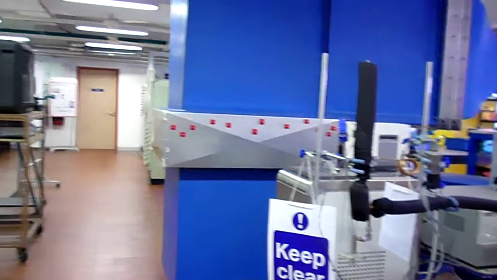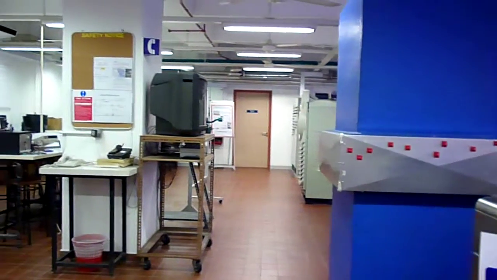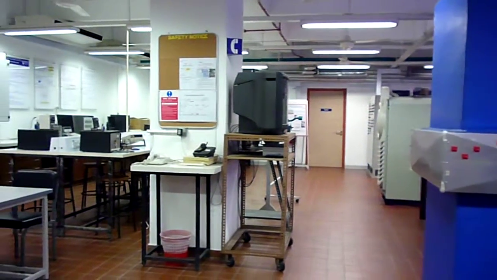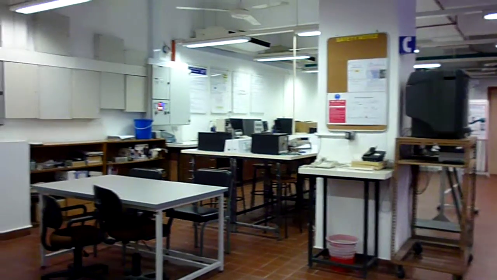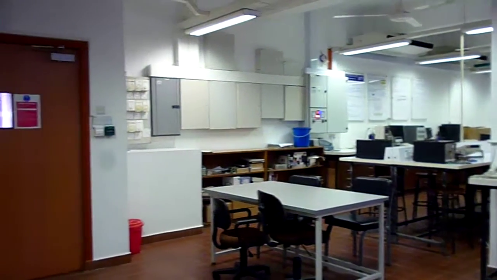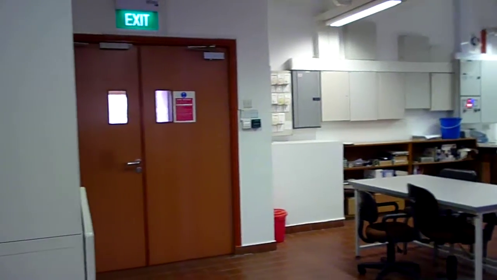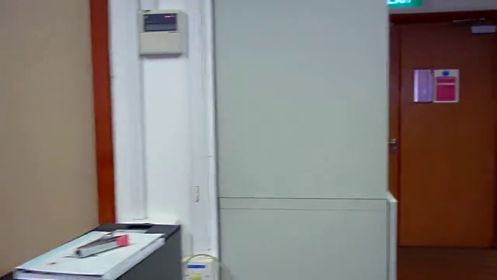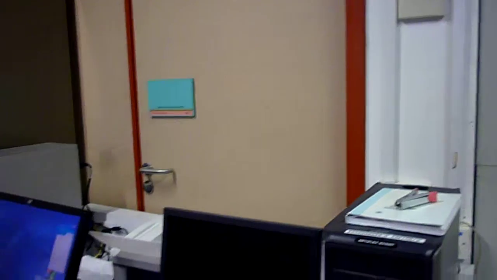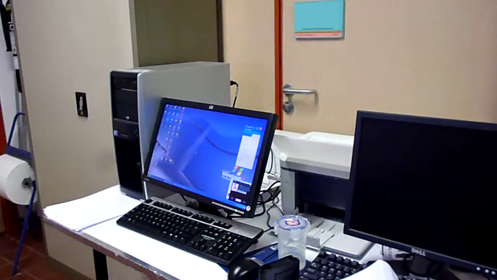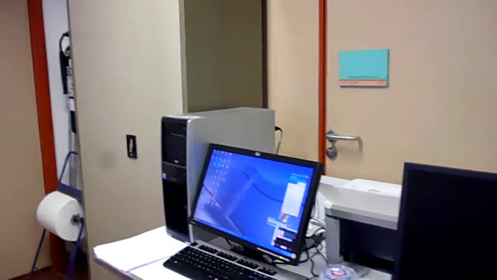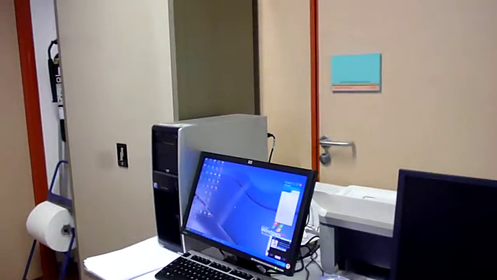And let's look at the other areas. What you can see here is where the undergraduates usually do things. This is the door, the entrance. Oh, I almost forgot, this is my computer. I use this workstation to generate a lot of simulations. And I also have cameras inside this cabinet.